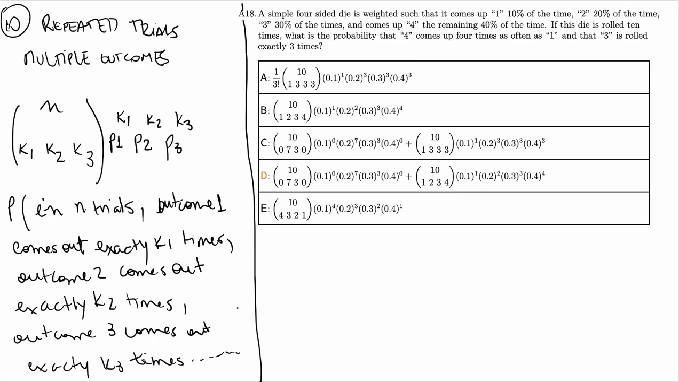All right. So now we can answer the other exercise. Let's do it. A simple four-sided die is weighted such that it comes up 1 10% of the time, 2 20% of the time, 3 30% of the time, and comes up 4 40% of the time. So it's not an equiprobable sample space, it's not a fair sample space, but that's fine.